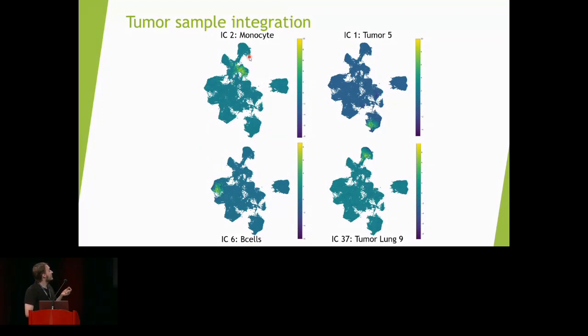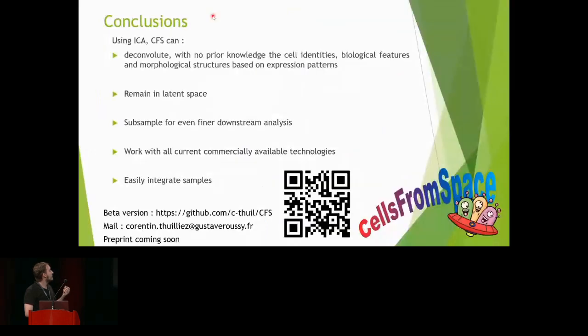So in the end, using RCA CFS, you can deconvolve with no prior knowledge the cell identities, biological features, and morphological structures based on expression patterns. We work by remaining in the latent space of the independent components. You can subsample for final analysis. It works with all currently available technologies, and you can easily integrate samples.